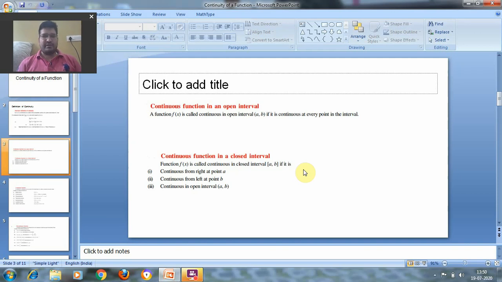Continuous function in an open interval. A function f(x) is called continuous in an open interval a to b if it is continuous at each and every point in the interval. Yes, it's quite simple.